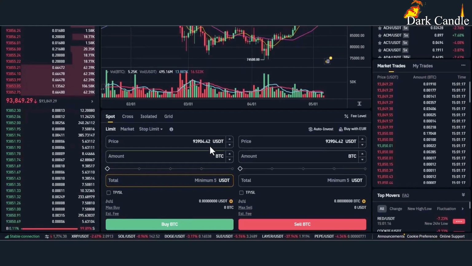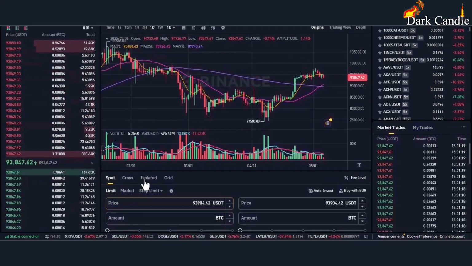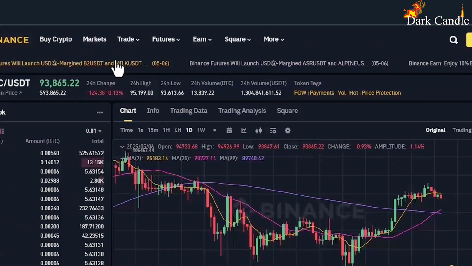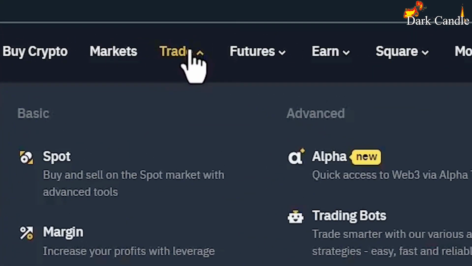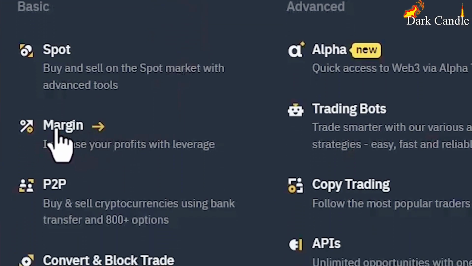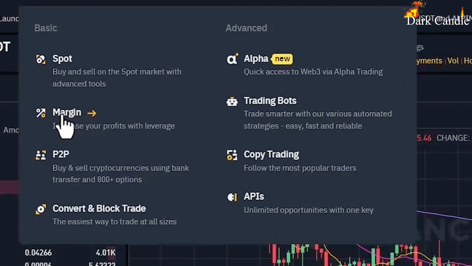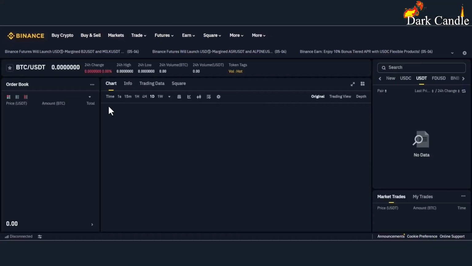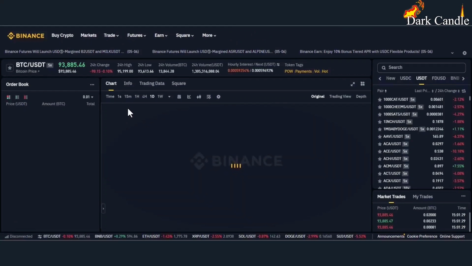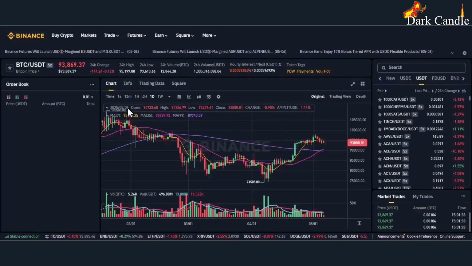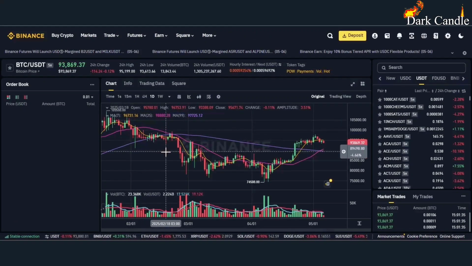Now, this was about spot trading, and let's go to margin trading. By going to Trade again in the top menu and clicking on Margin. Here's where things get more advanced. Margin trading lets you borrow funds from Binance to trade more than you own.